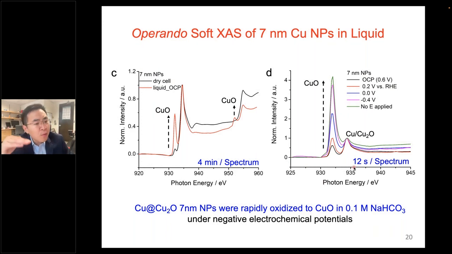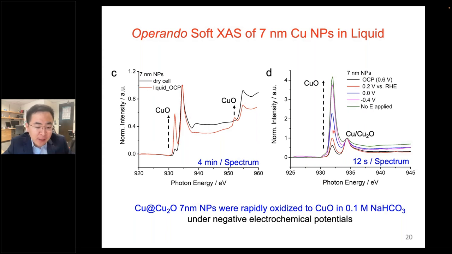On the right, I'm showing that even when we are now doing a quicker X-ray acquisition, each spectrum only takes about 10 seconds. And as we apply more negative bias, the beam-induced oxidation did not care whether we have electrochemical potential or not. So the oxidation of the nanoparticles basically proceeds regardless of the potential. And this seems to be primarily a function of the beam exposure time.